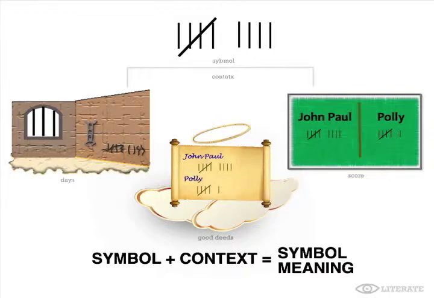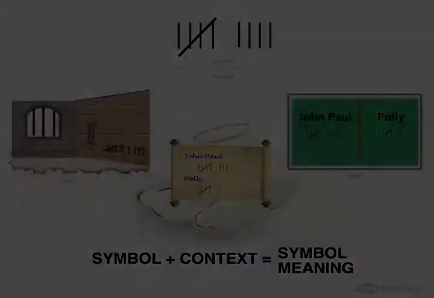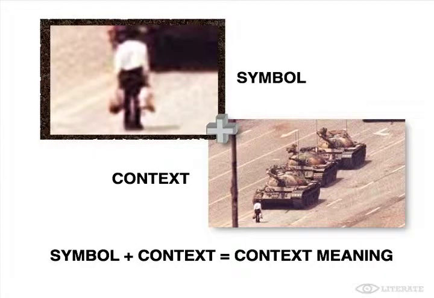For example, if we take a symbol such as the number 9, which we all know what that is, we can put it into a context that will change the meaning of what that symbol represents. Perhaps it represents days, perhaps it represents good deeds or a score. So by placing the symbol within the context, we can create more meaning for that symbol.